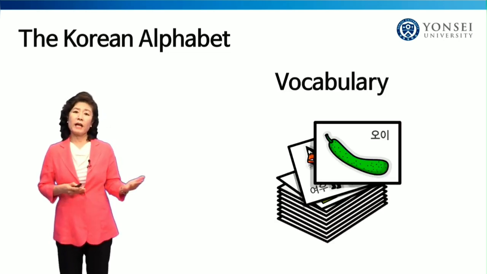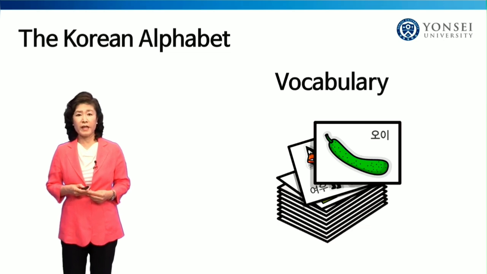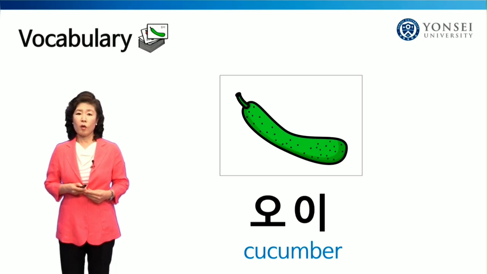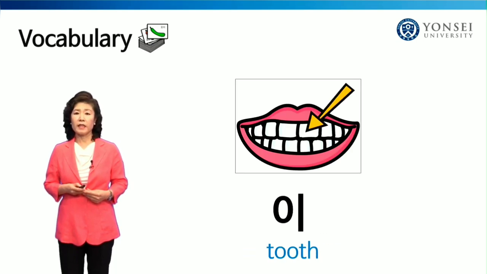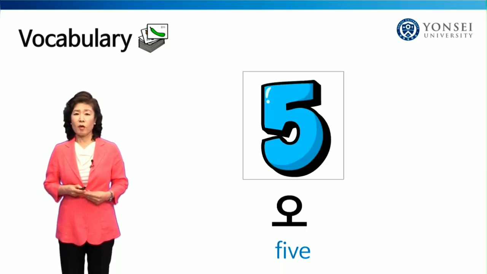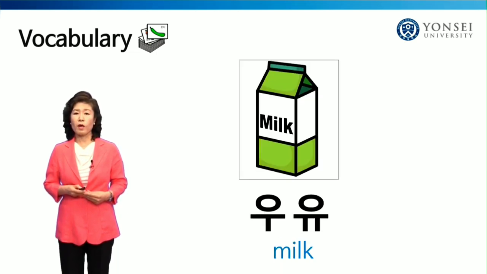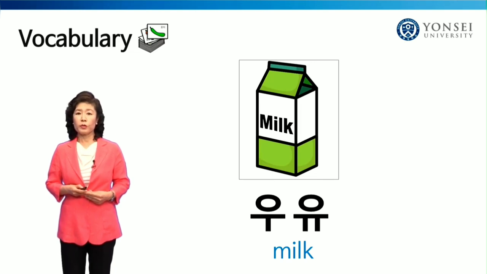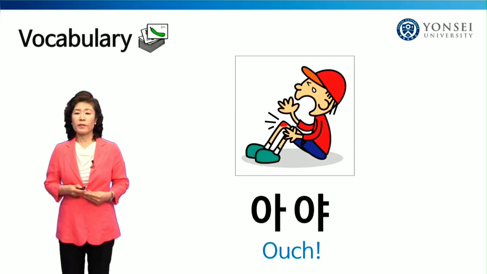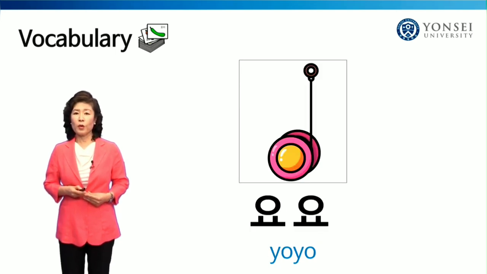Okay, let's read out loud the following words. Repeat after me. 이, 오이, 이, 이, 오, 우유, 여우, 아야, 요요.